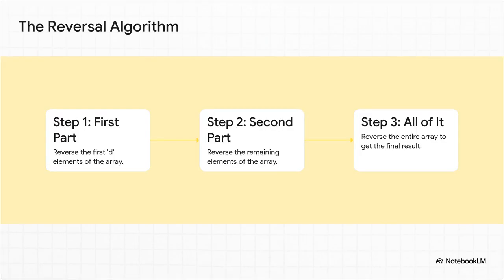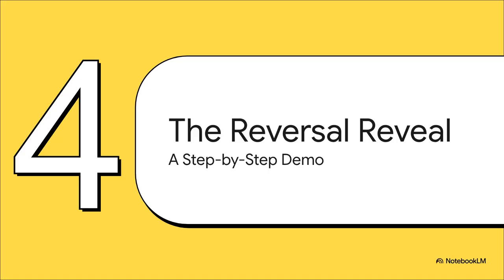Here they are, the 3 magic steps. First, we reverse just the block of elements we want to move. Second, we reverse the rest of the array. And then finally, we reverse the whole thing. I know it seems almost random, but this is pure, beautiful logic. All right, it is time for the big aha moment. Let's actually walk through this algorithm with our example and just watch the transformation happen step by step.